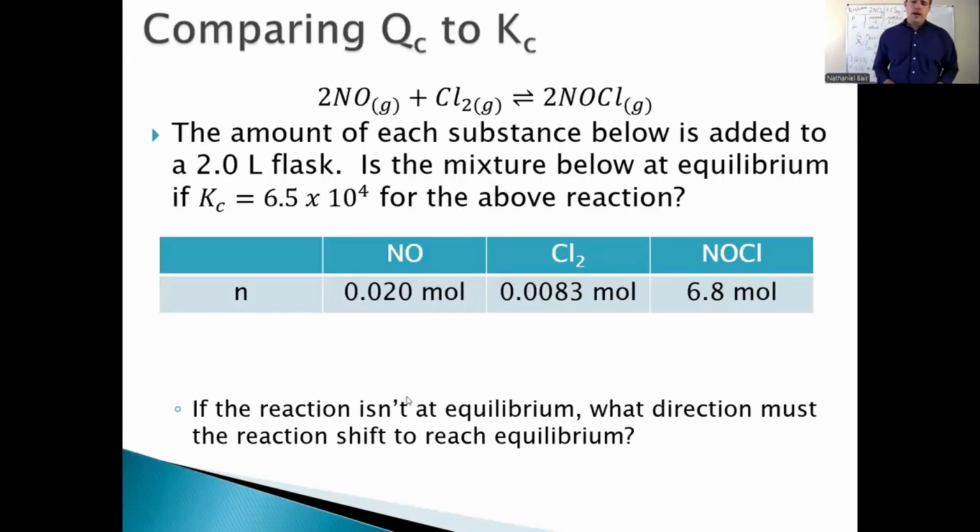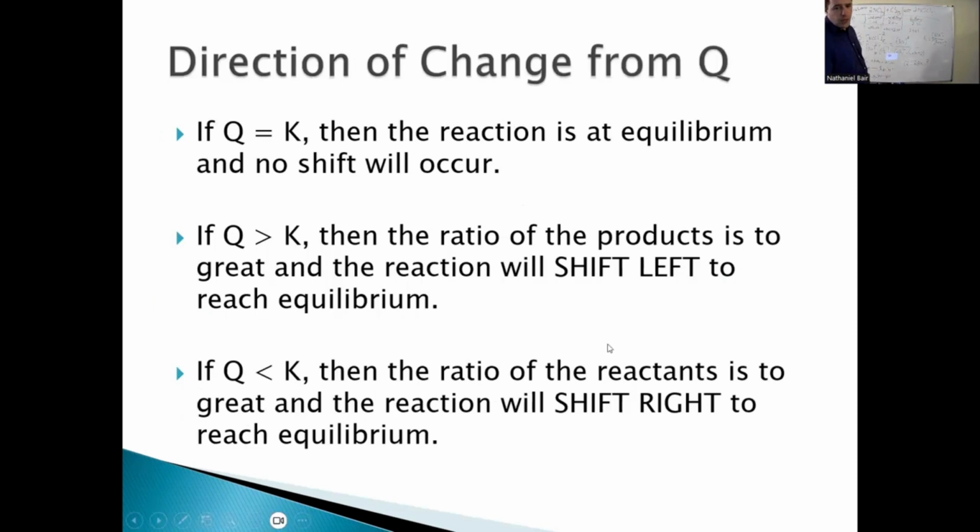So hopefully here in that reaction you saw we had a reaction quotient that was way greater than the equilibrium constant. That reaction shifted left to reach equilibrium. Here you go, same thing, different story. If they're equal, reaction is at equilibrium, no shift. If the reaction quotient is greater than Kc, shift left. If the reaction quotient is less than Kc, shift right.